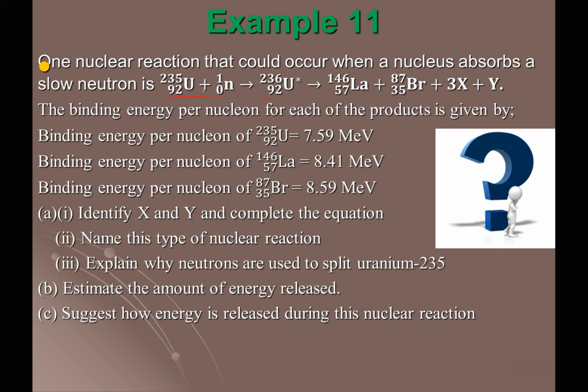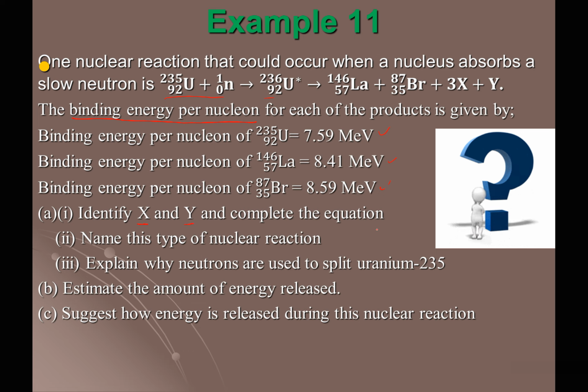The binding energy per nucleon. So they have given us binding energy per nucleon. Remember, to find binding energy per nucleon, we divided the binding energy by the nucleon number, which means to find binding energy alone, we would multiply the binding energy per nucleon by the nucleon number. This is given for each of the products below. Then identify X and Y and complete the equation.